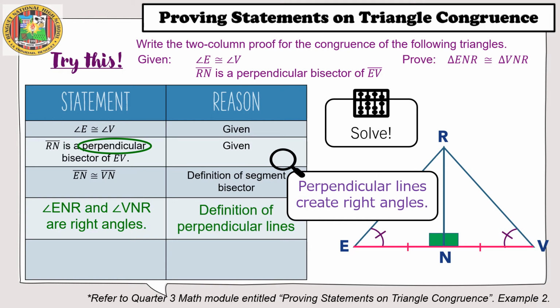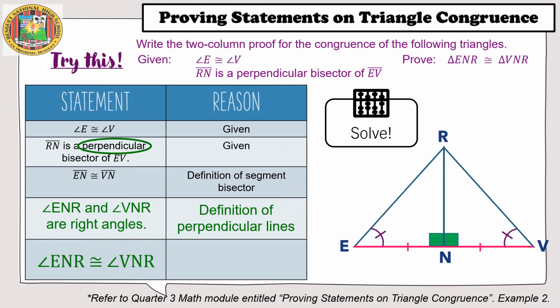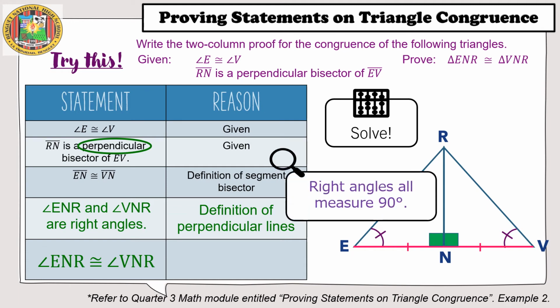Now, from this statement, we then write as our next statement, angle ENR is congruent to angle VNR. Because all right angles measure 90 degrees, we reason out that right angles are congruent.